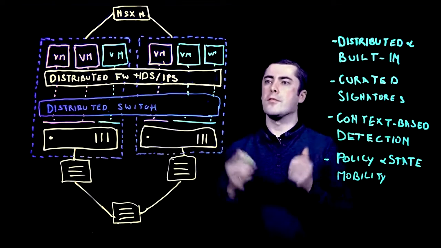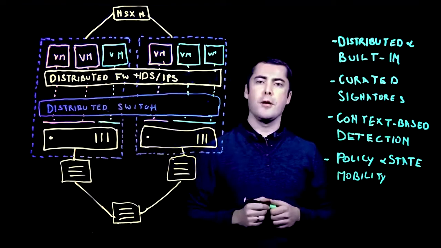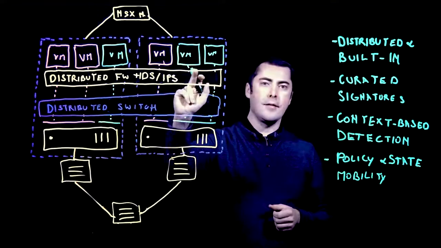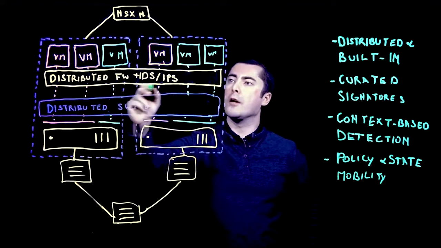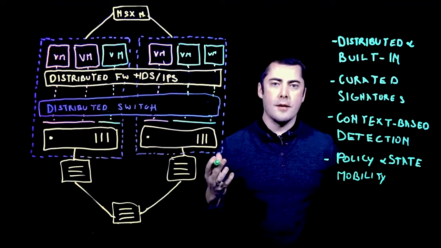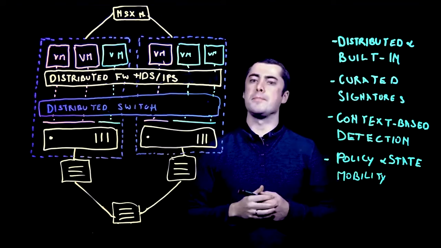So, because of this distributed architecture, this also means that we don't have to hairpin traffic to any physical appliance. The IDS IPS is applied to any VNIC of any workload, regardless if this workload here is talking to another workload that is connected on the same switch or a different switch. We always apply intrusion detection and prevention thanks to our distributed architecture.